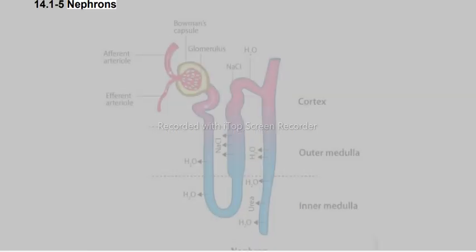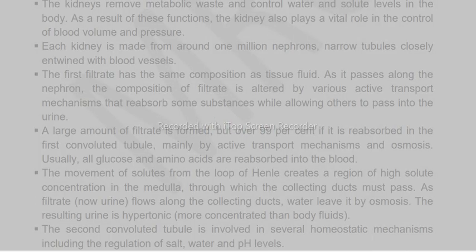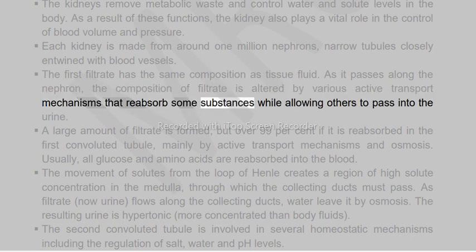14.1 to 5 Nephrons. The kidneys remove metabolic waste and control water and solute levels in the body. As a result of these functions, the kidney also plays a vital role in the control of blood volume and pressure. Each kidney is made from around 1 million nephrons, narrow tubules closely entwined with blood vessels. The first filtrate has the same composition as tissue fluid. As it passes along the nephron, the composition of filtrate is altered by various active transport mechanisms that reabsorb some substances while allowing others to pass into the urine.